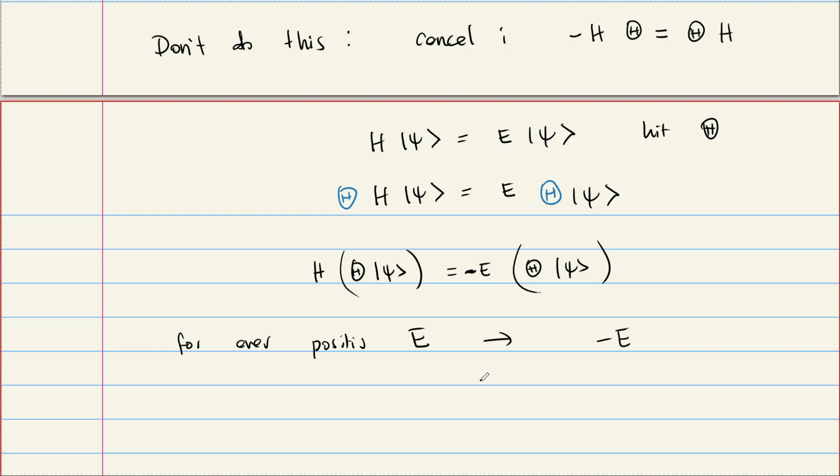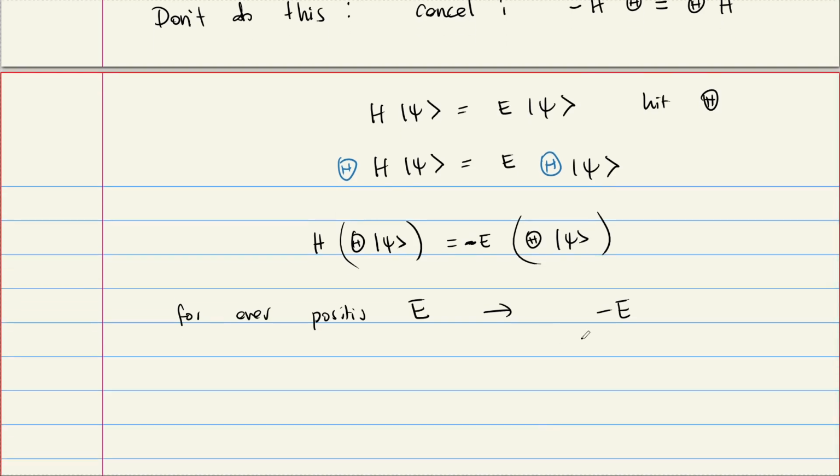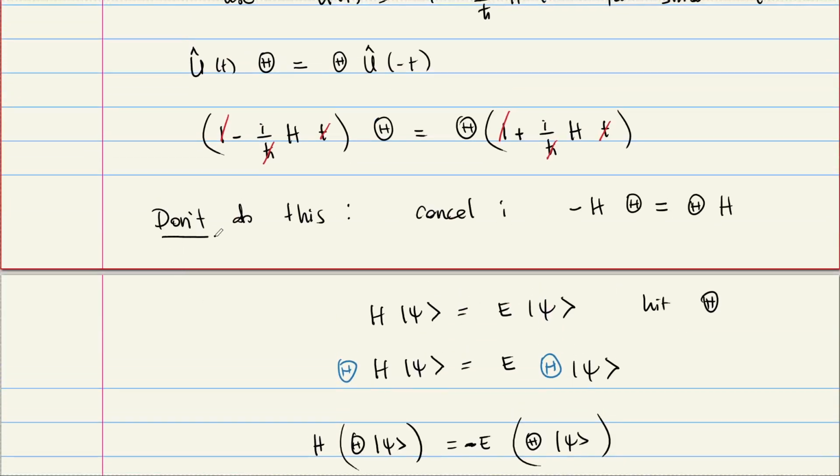Energy is always positive, or if there's a potential, energy is always bigger than the minimum of the potential. Or another way of saying this, if this is the case, I can just have higher and higher and higher energy and hit it with time reversal, and I can get lower and lower and lower energy, and I can generate a negative energy black hole, right? Nothing like this should come out. So this is nonsense. That's why I said don't do this.